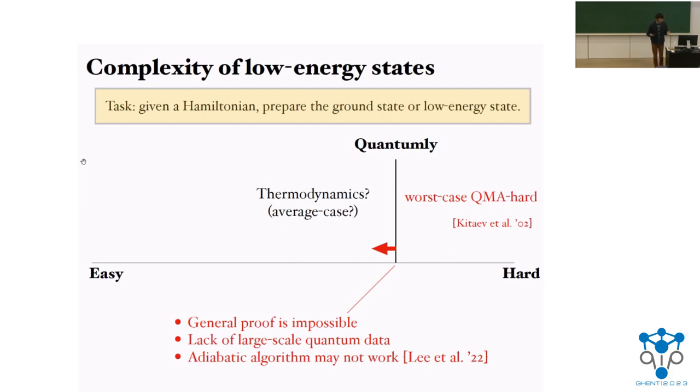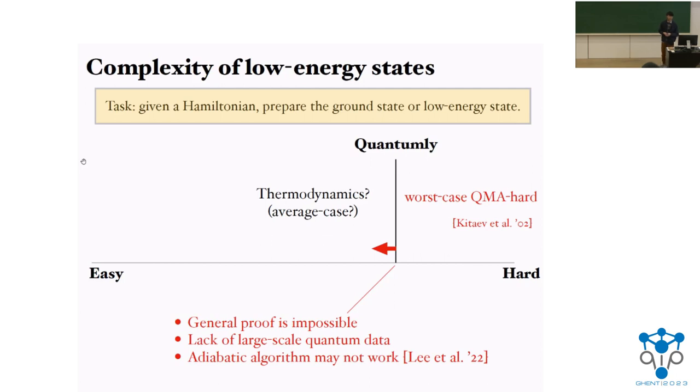Empirically, we don't actually have a quantum computer to play with, so we don't have large-scale quantum data to think about to gain intuition. And in fact, in some recent numerical attempts, there are even pessimistic signals on how well the adiabatic algorithm may perform in practice. This is a case study, but this is what it is. So you see already there's a lot of red font. There are a lot of pessimistic signals here.